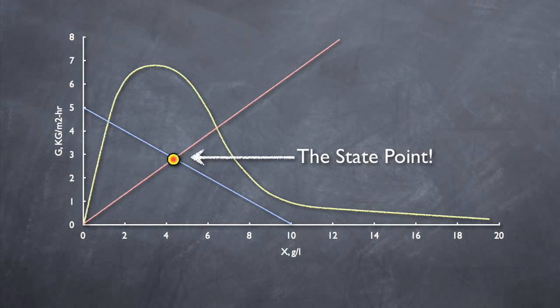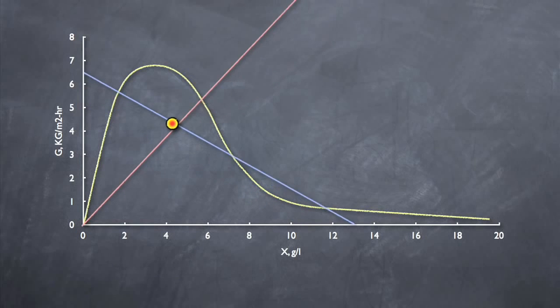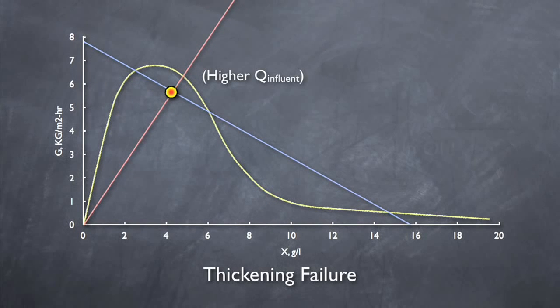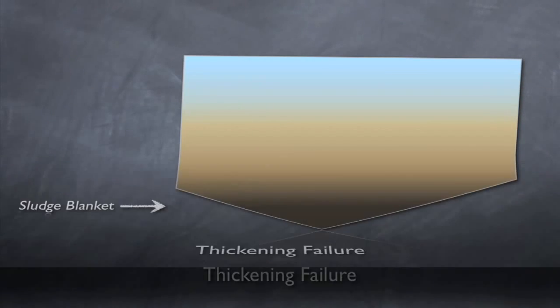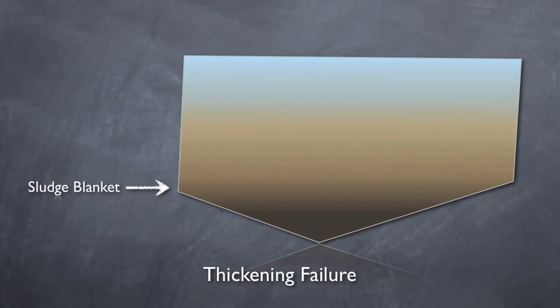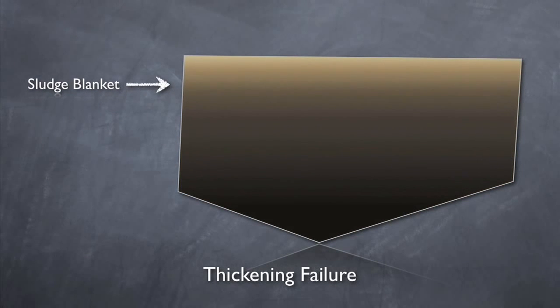In order to ensure proper thickening of the sludge, we want to make sure that the entire underflow rate line to the right of the state point falls under the settling curve as well. If the state point is under the curve but the entire underflow rate line isn't, the clarifier is failing in thickening. This means that sludge is settling in the clarifier but isn't being removed fast enough. Under these conditions, the sludge blanket would rise in the clarifier until solids are passing over the weir. Thickening failure, like clarification failure, can be caused by high flows, low RAS, high SVI, or any combination.